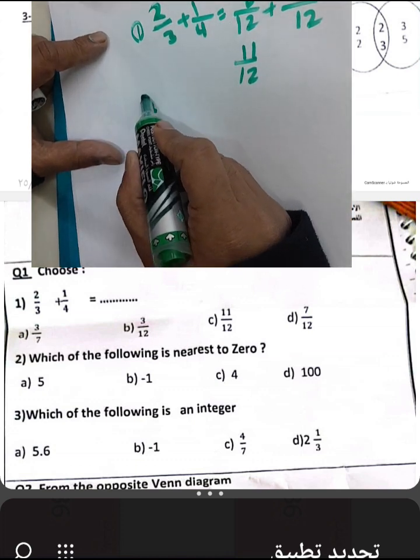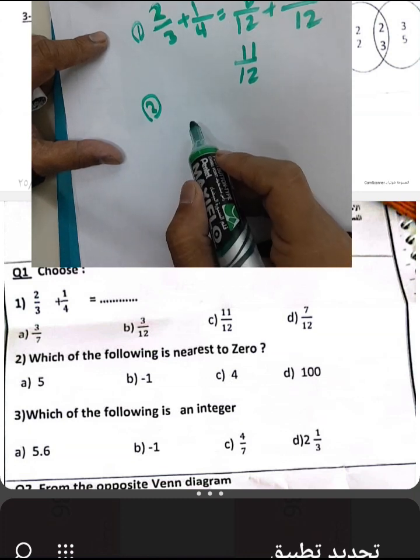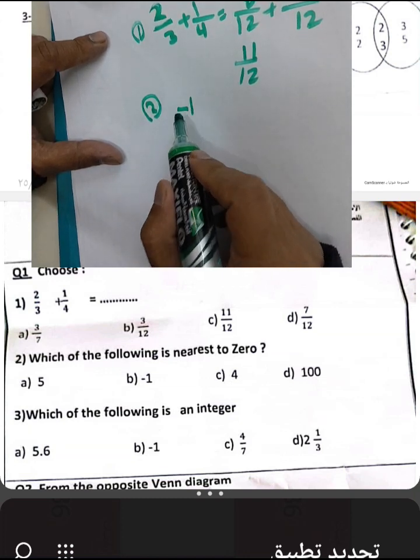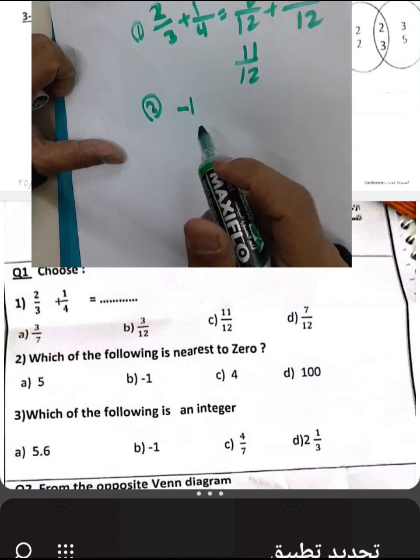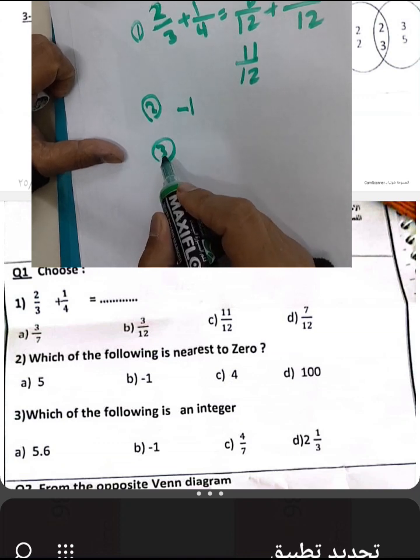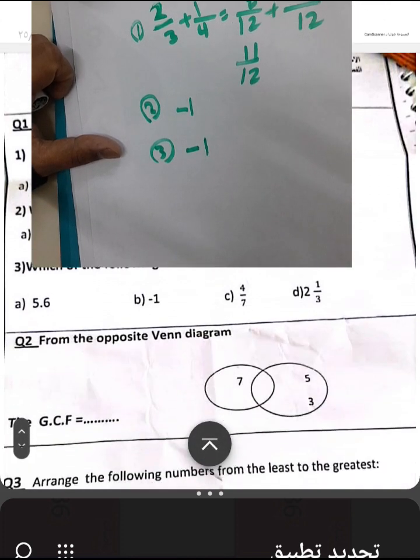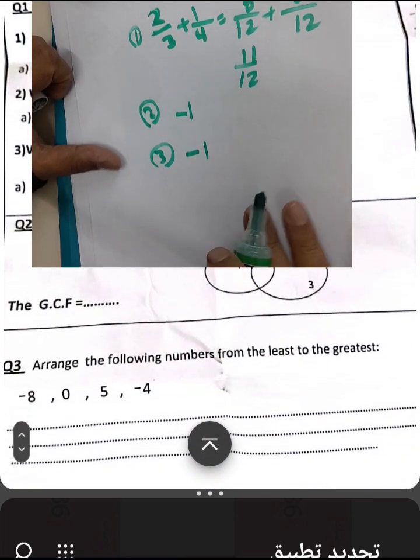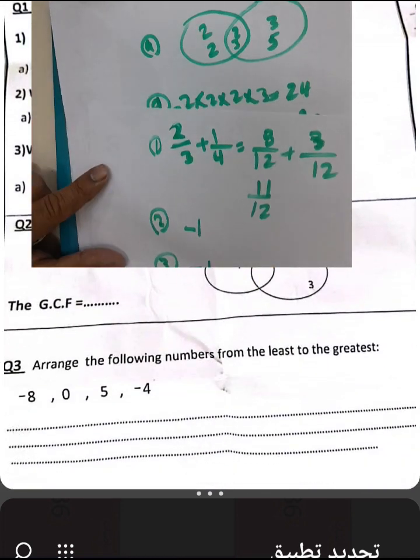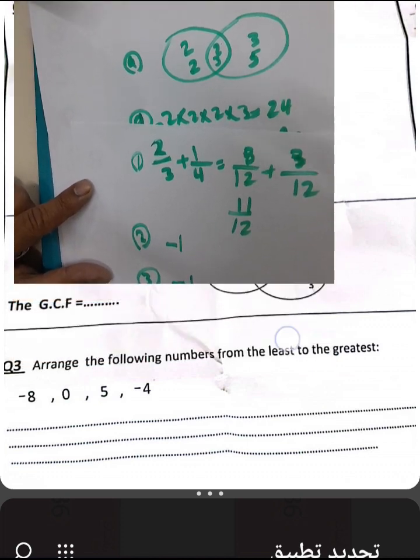Question number 2. Which of the following is nearest to 0? It will be negative 1. Negative 1 is nearest to 0. Question number 3. Which of the following is an integer? Negative 1 is an integer, because the denominator of this number will be 1. From the Venn diagram, okay, it's a solution. Understood the solution?